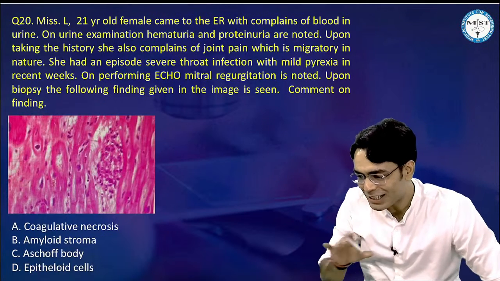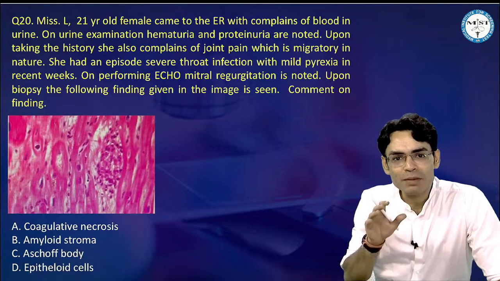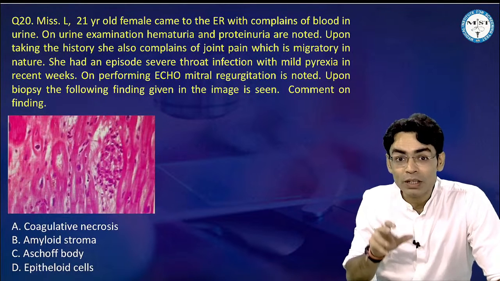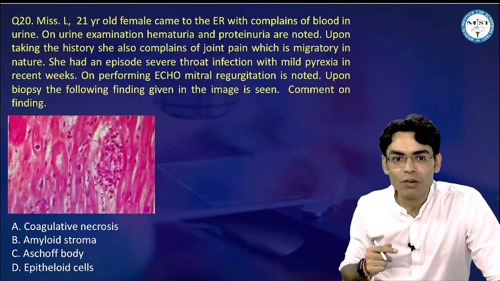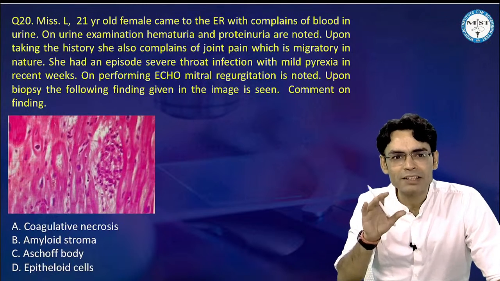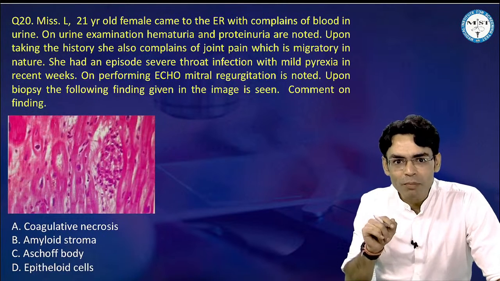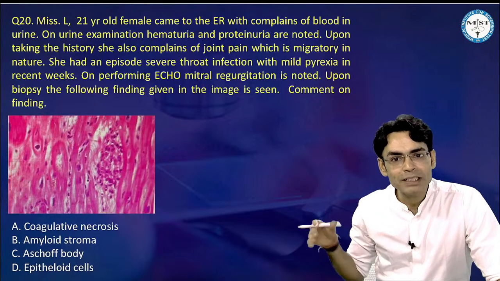Okay, you have started giving the answers. So on urine examination, hematuria and proteinuria are noted. Upon taking the history, she also complains of joint pain, which is migratory in nature. She also had an episode of severe throat infection with mild pyrexia in recent weeks. So fever history is also there. On performing echo, mitral regurgitation is also noted. Wow. Upon taking the biopsy, the following finding is seen.